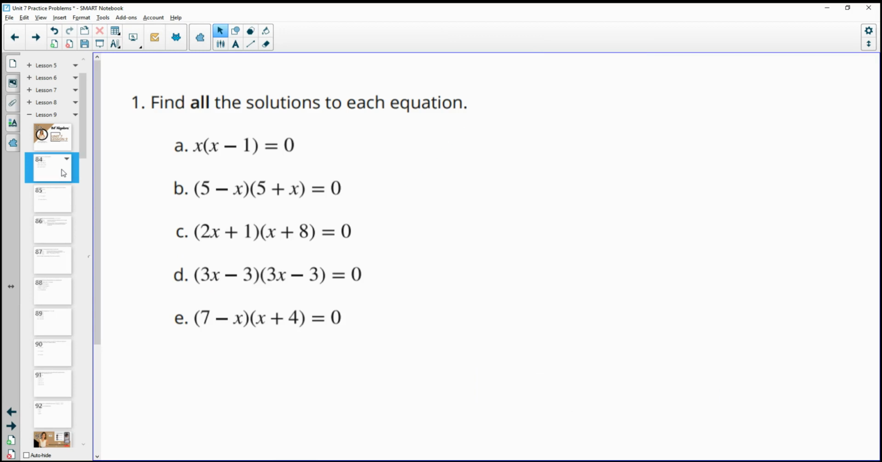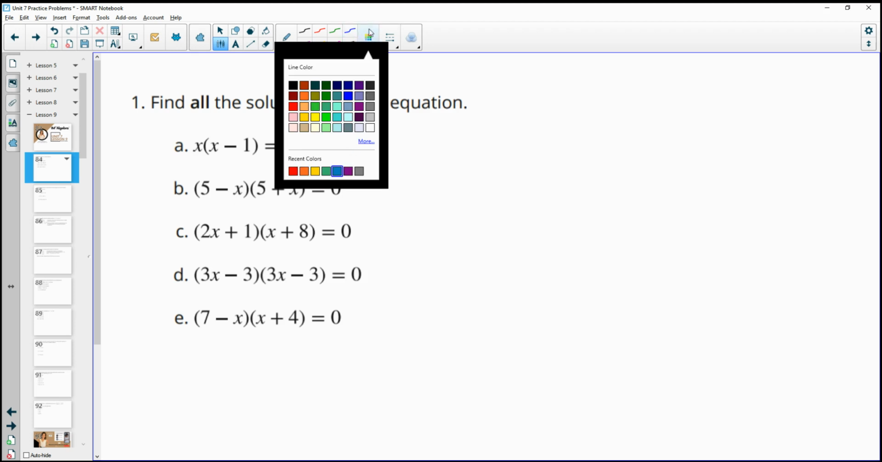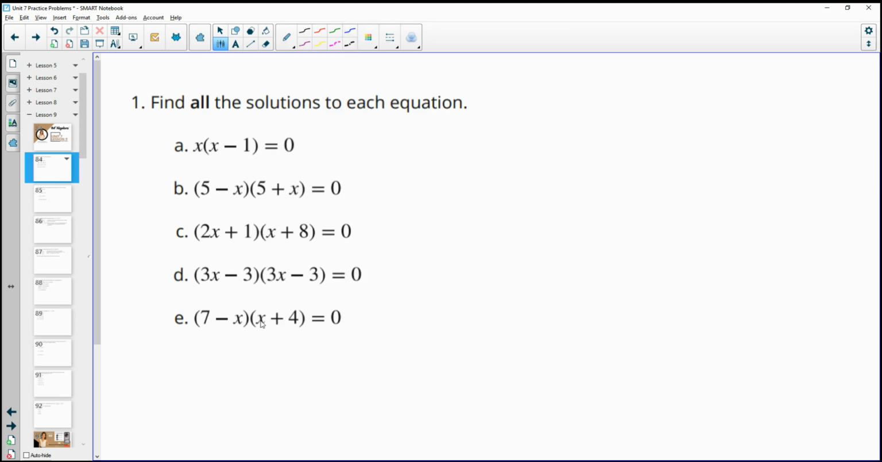Number 1, find all solutions to each equation. These are all examples of equations where the zero product property can be used, because they are two factors multiplied by each other equaling 0. We know that anytime we have two numbers multiplied by each other that equal 0, one or both of those factors should equal 0.